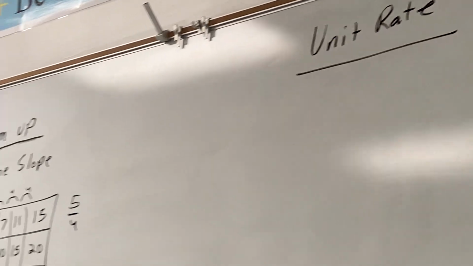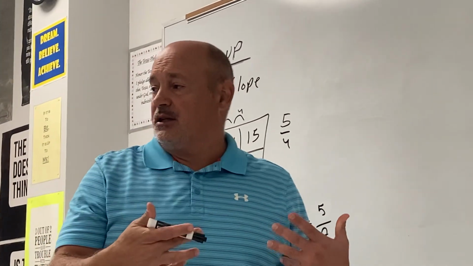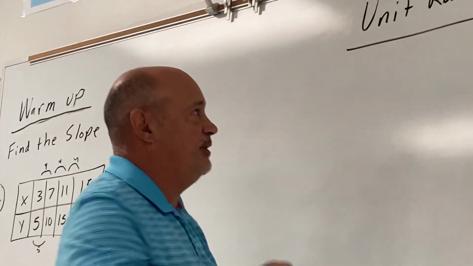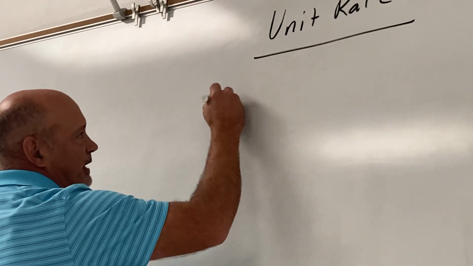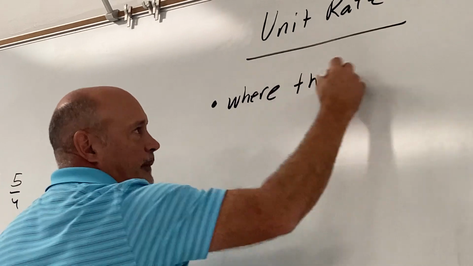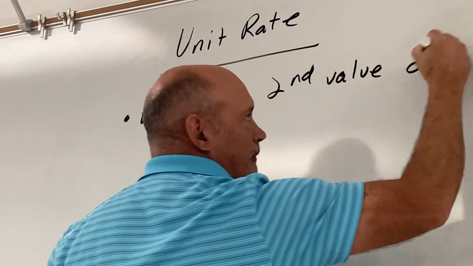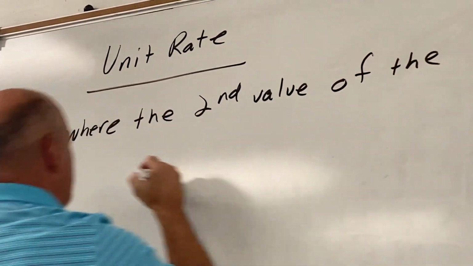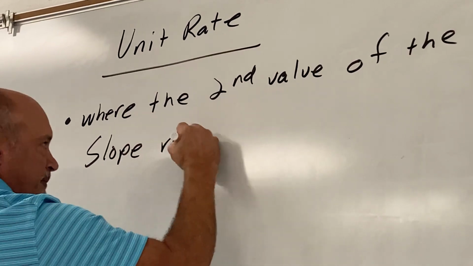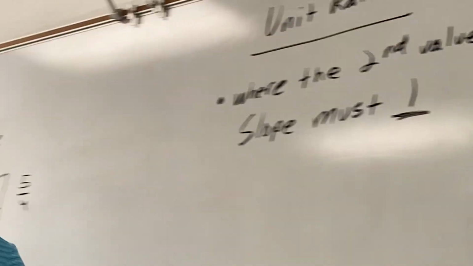So, we're going to be finding the slope, but we've got to convert the slope into what is called the unit rate. And let's talk about the definition of the unit rate. The unit rate is where the second value of the slope must be 1. Must be the number 1. Underline 1.